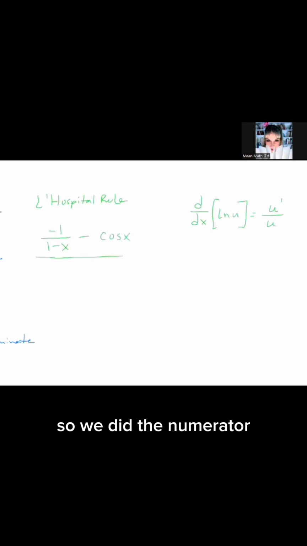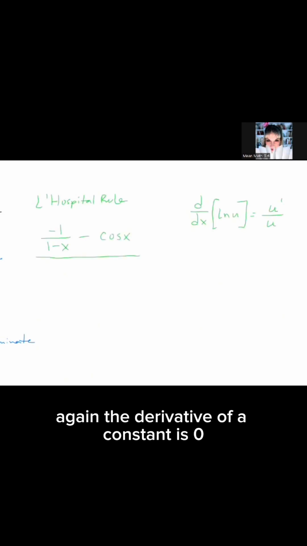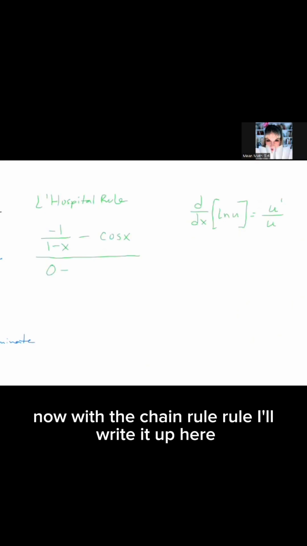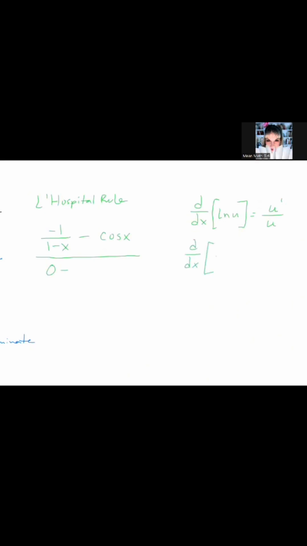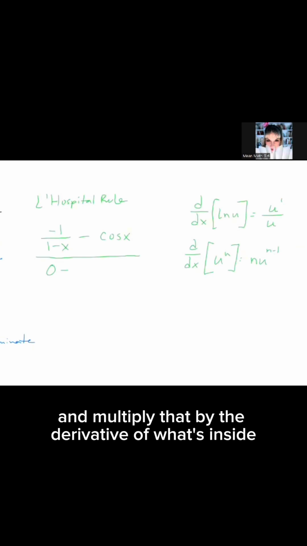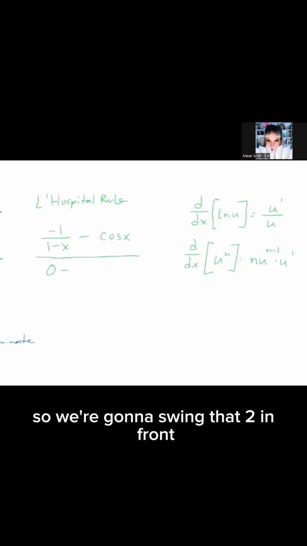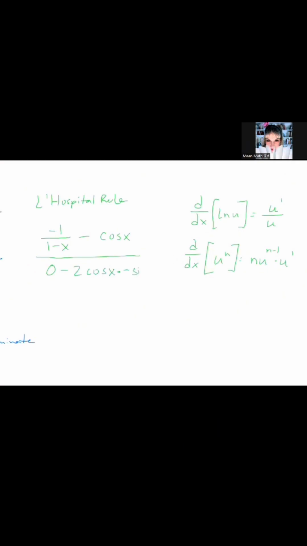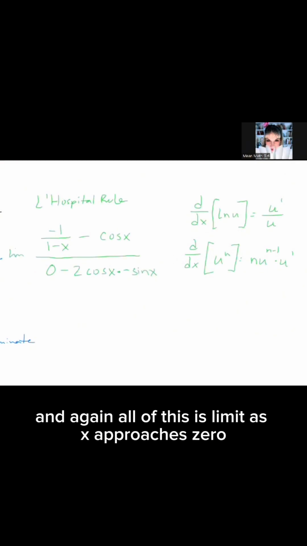All right, so we did the numerator. Now let's find the derivative of the denominator. Again, the derivative of a constant is 0. Now we're going to have to use the chain rule because we have cosine squared. With the chain rule, I'll write it out here. You use the normal power rule: swing the exponent out in front, keep what's inside the same, subtract 1 from the exponent, and multiply that by the derivative of what's inside. So we swing that 2 in front, keep cosine x, then multiply by the derivative of cosine, which is negative sine. And again, all of this is the limit as x approaches 0.